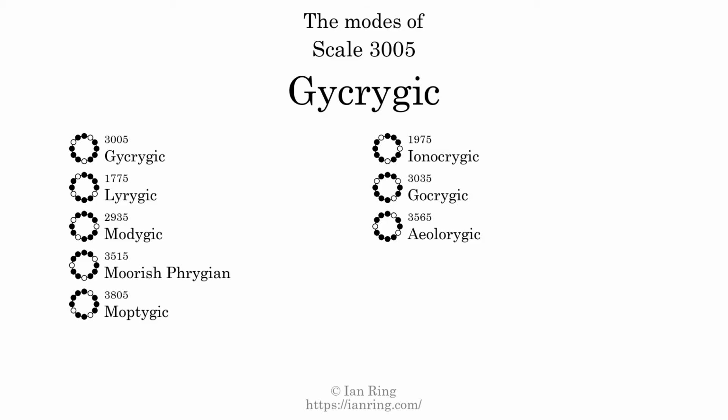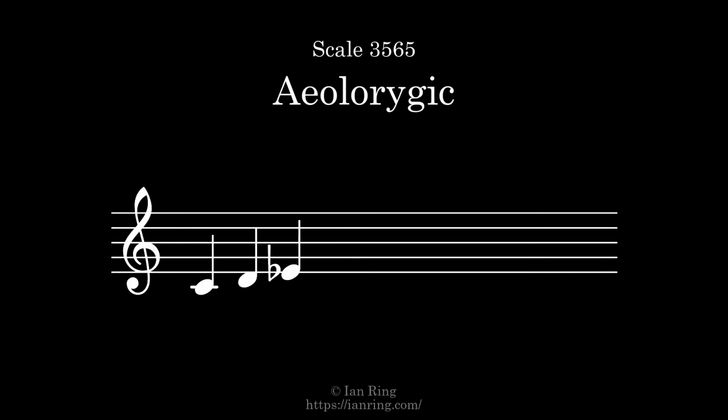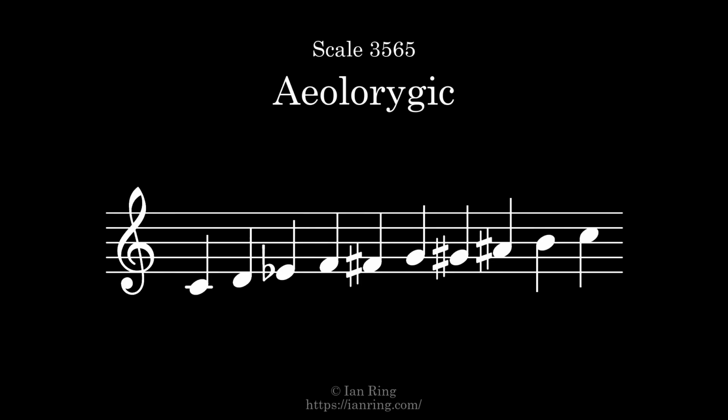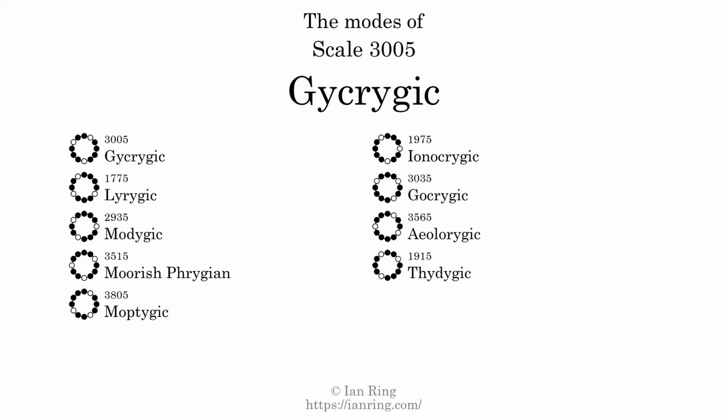The eighth mode is scale 3565, also known as Gycrygic. It sounds like this. The ninth and last mode is scale 1915, also known as Gycrygic. It sounds like this.